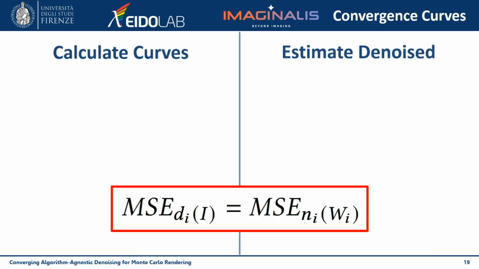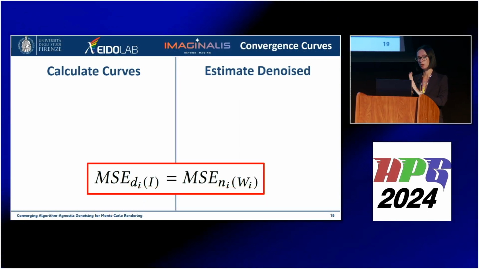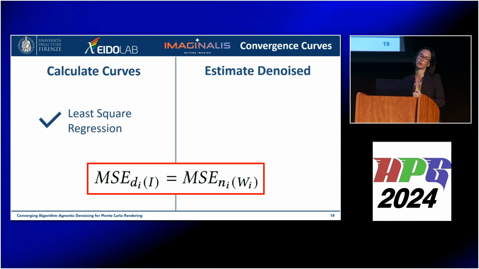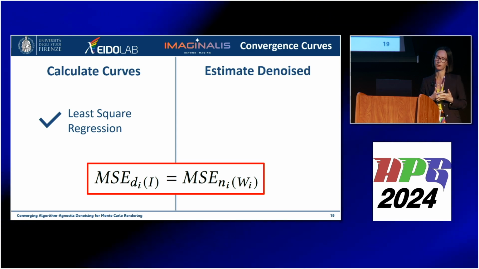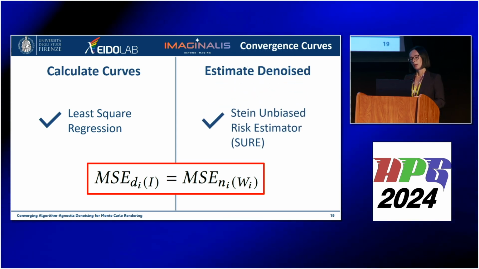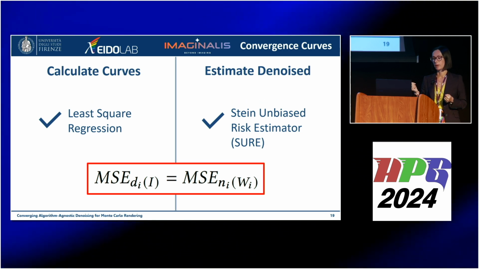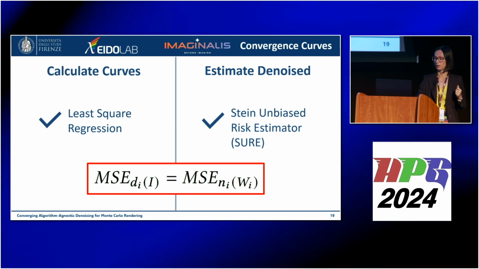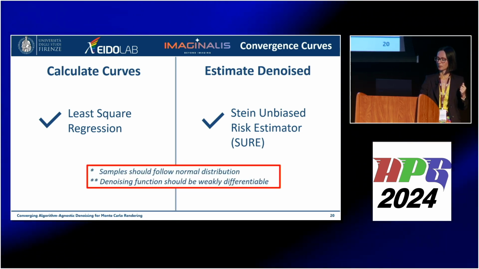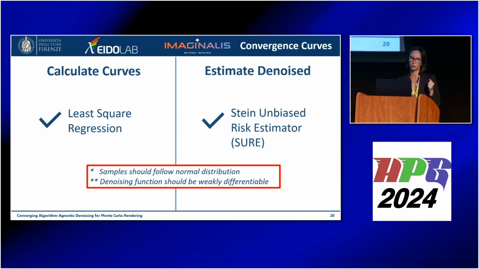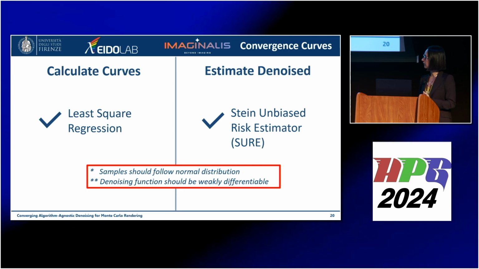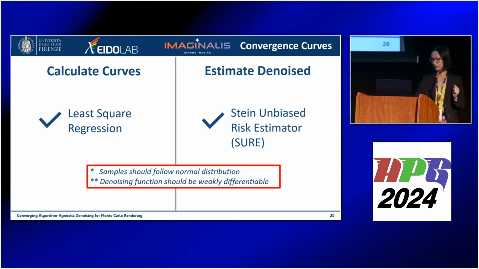So, to solve our problem, we need to know just two things: the convergence curve, and an estimate of the denoised image. To do the first, we can just apply a least squares regression to the variance of the samples. And to obtain the second, we can apply the Stein unbiased risk estimator, SURE, to obtain the estimator of the mean square error of the denoised image. To make it work, two conditions should be satisfied. First, samples should follow a normal distribution, and second, the denoising function should be at least weakly differentiable.